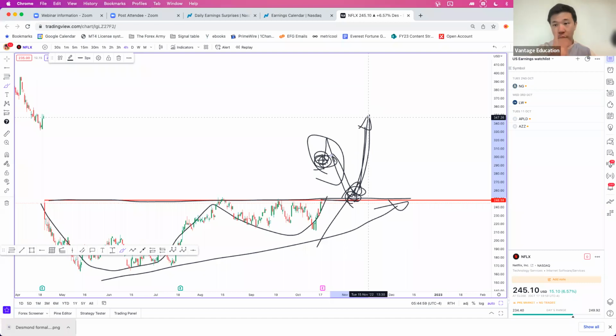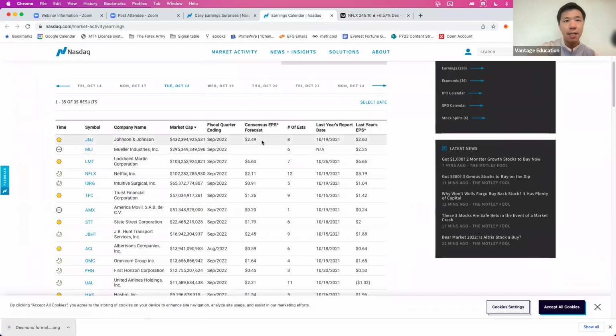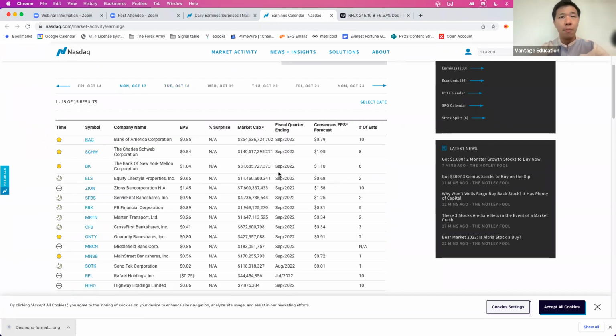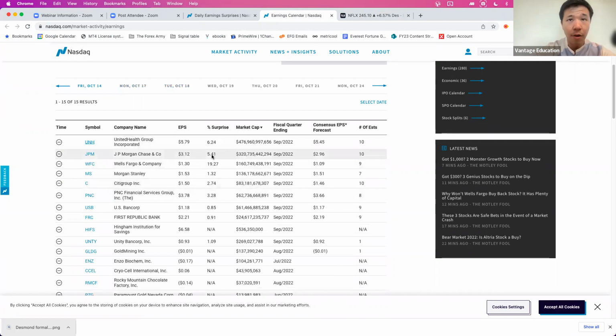Now, you're trading the surprise. You're not just trading the EPS. So what I mean over here is that there's an EPS forecast. You're looking for a positive surprise. What does a positive surprise look like? A positive surprise, when you go back to the previous one, even back to one more, is like this.